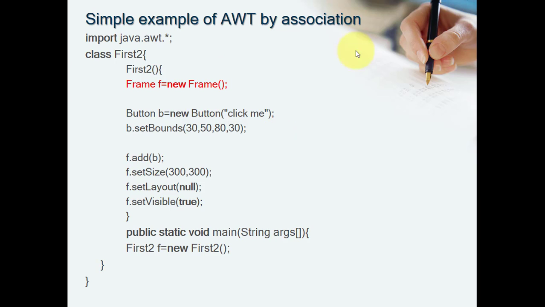Now this is the second scenario. If you don't want to use the Frame class by inheritance, here is a simple example of AWT by association. It is like this: import java.awt is the same thing. Here in class First2, you are not using extends Frame. So explicitly you are creating an object of Frame. So how to modify the previous code by using association?